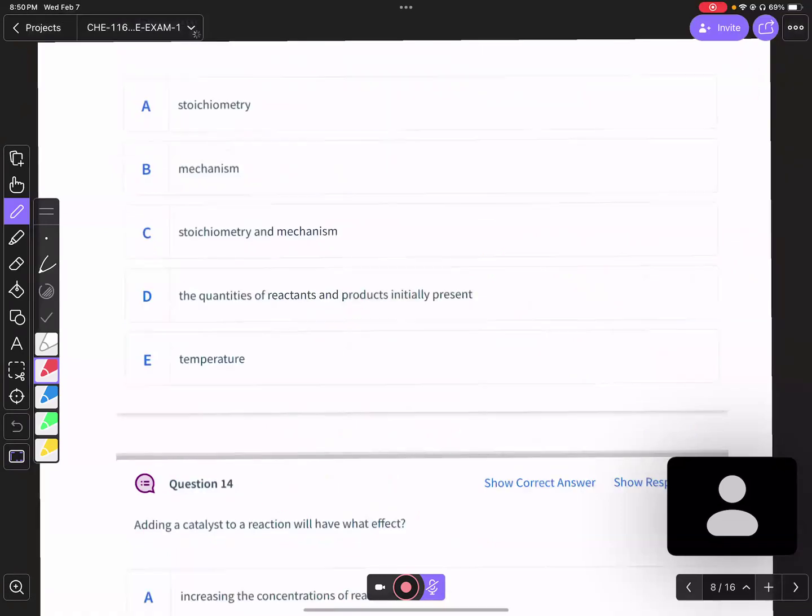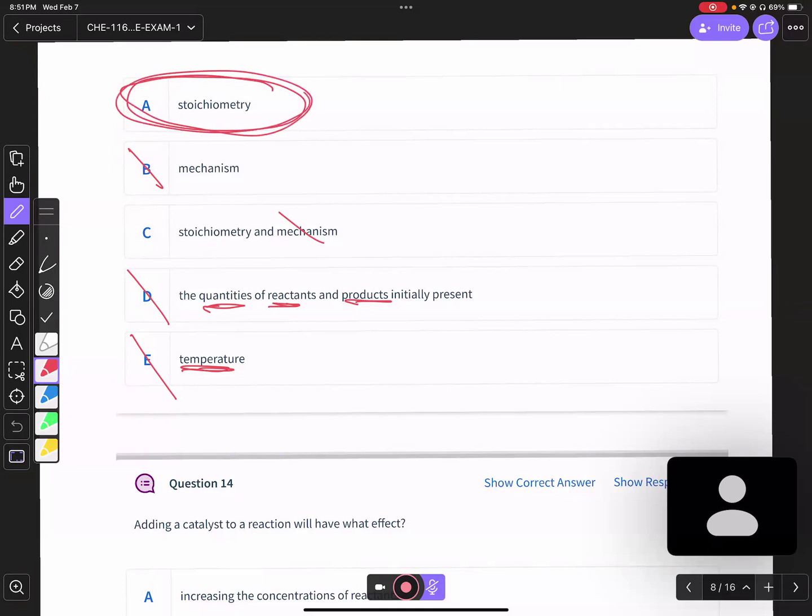So if we take a look at the choices here for question 13, it doesn't matter the mechanism. We didn't really get into that, and we don't know the mechanism for this reaction. Nothing to do with temperature. I mean, certainly the position is influenced by temperature, but in the expression we don't need temperature to set that up. Quantities of reactants and products that are initially present, no, we didn't need that. It just depends on the stoichiometry of that reaction.